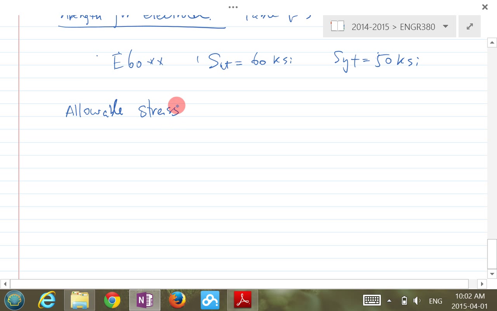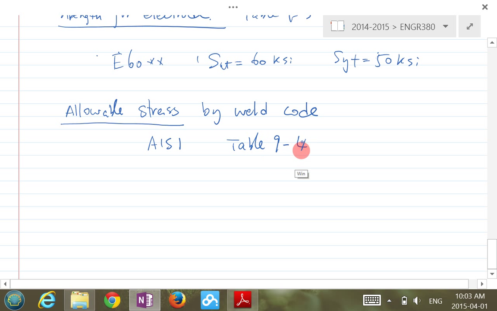What's allowable stress? This is what we're going to compare with the stress we calculated, whether it's in plane or out of plane, the total stress we compare with. The allowable stress here, we use this so-called welding code, to calculate this allowable stress. The welding code is defined by AISC, American Institute of Steel Construction, and this is from table 9-4.